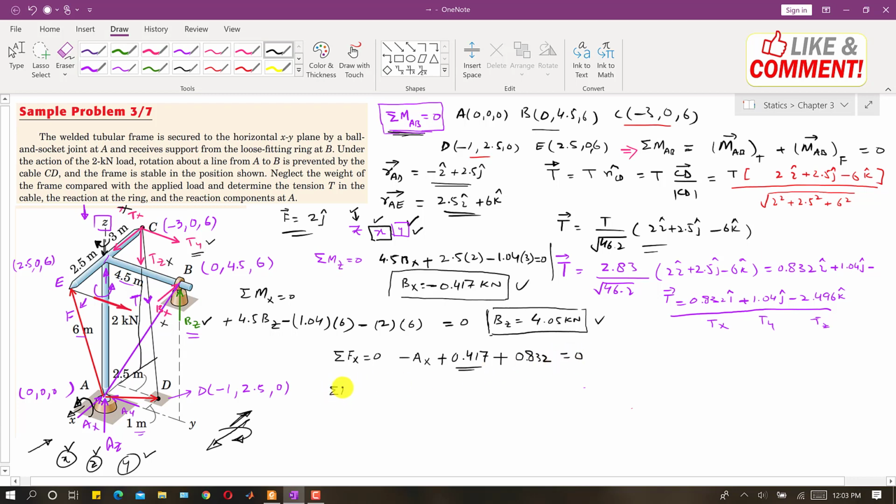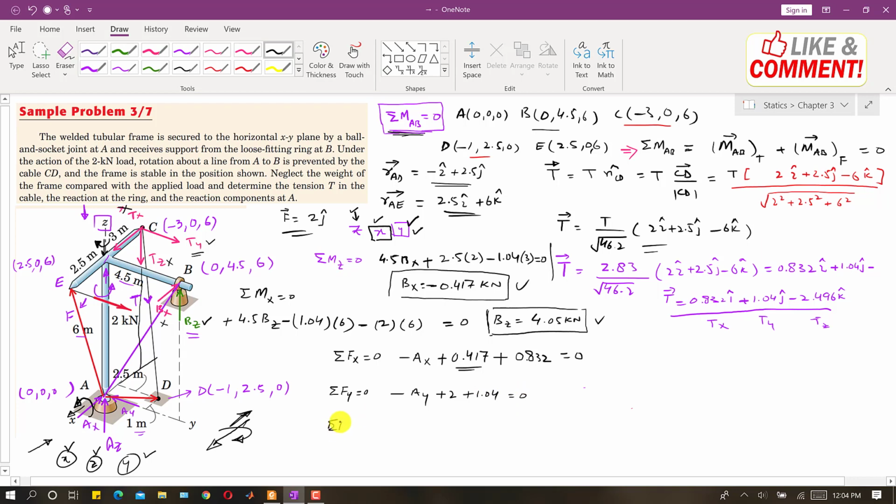Now if we apply the summation of forces along y equal to 0, this ay is in the negative y direction, so I will write minus ay. There is no component of b along y, and this 2 kilonewton force is along positive y, so we will write plus 2. And this ty is in the positive y, and the magnitude of that ty is 1.04, so plus 1.04. This will give us ay.